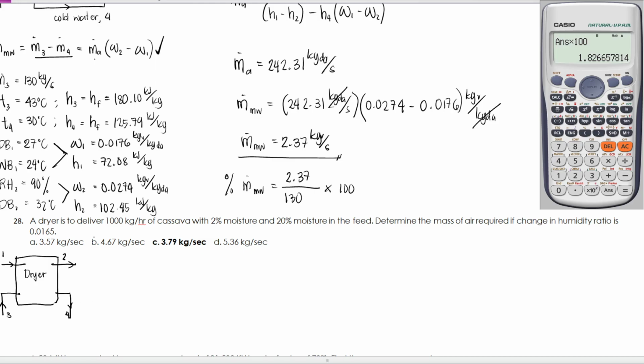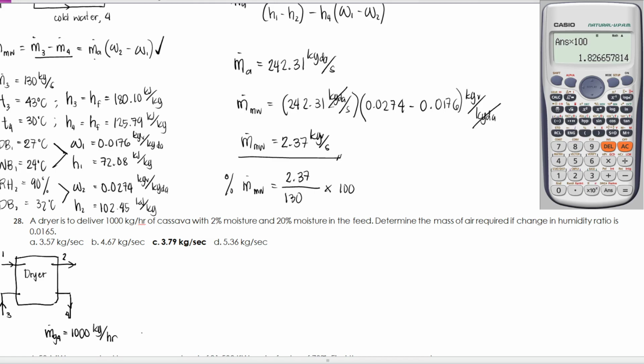Okay? So, a dryer is to deliver. So, ibig sabihin, ito yung lumalabas na cassava from the dryer. Ito yung nagiging dried cassava na, kasi ito yung dinideliver na. So, this is mass at 0.4. And take note that mass is gross weight or gross mass ng cassava. At 0.4, that is 1,000 kilograms per hour.